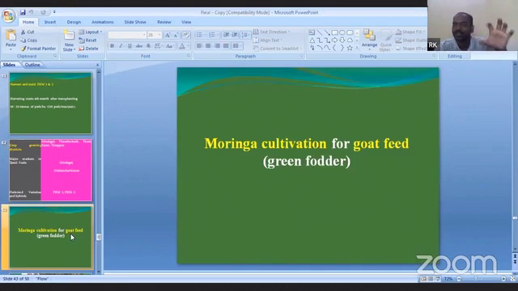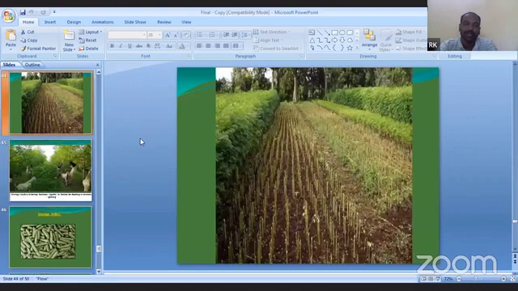How to cultivate, the entire cultivation method, is another topic. It is not possible in today's presentation, so I only touched on the other topics. Okay, Moringa cultivation is for both purposes. Suppose our ultimate aim is fodder: throughout the year we give green fodder. You see like that.